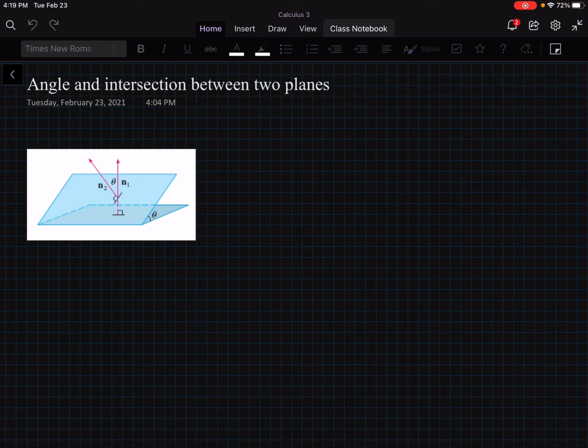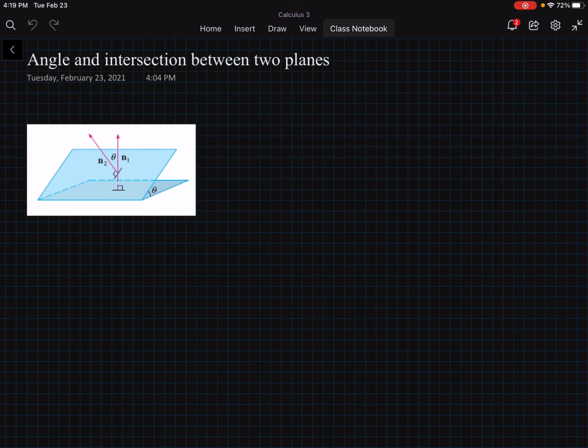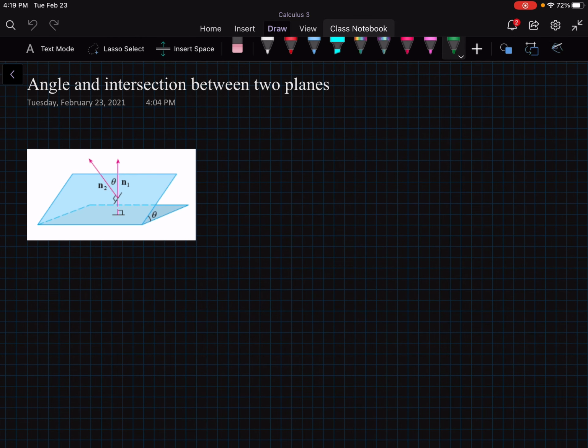As you can see, we have two planes right here on the graph. The angle between these two, the green part, is the same angle between the two normal vectors. n1 is the normal vector of the flat one right here, and n2 is the normal vector of the slanted one. So these two angles are the same. The angle between two planes is the same thing as the angle between two normal vectors.